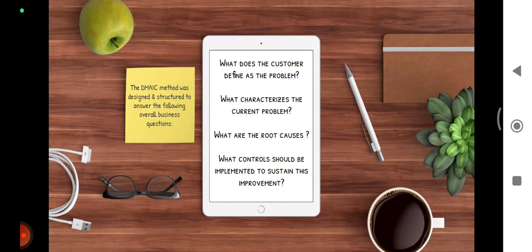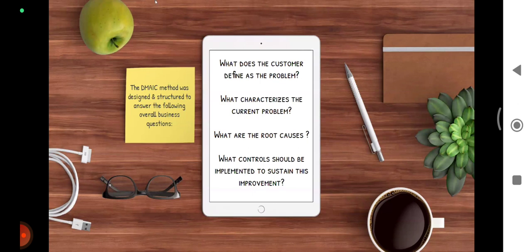So in your organization, whenever there is a process, by the end of the DMAIC methodology, you should have addressed: what does the customer define as the problem, what are the characteristics of this problem, what are the root causes, and what controls should be implemented to sustain this improvement. Again, I'm going to give you an example of how this works.